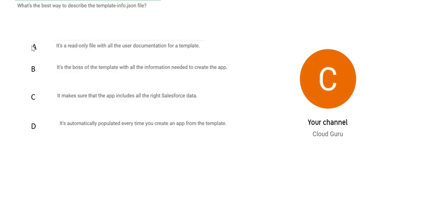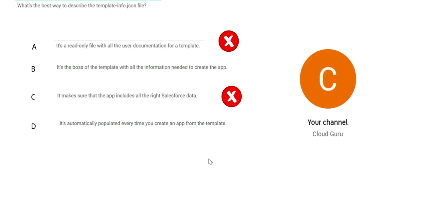What's the best way to describe the template info JSON file? With JSON, you should always remember that it is the boss of the template. There is no other logic to other stuff. For example, the first one says read-only file with user documentation. This doesn't save the user documentation for the template. It's actually the template, and it's the boss. It's a master copy. So A is wrong. C states that it makes sure that the app includes all the right Salesforce data. That is not truly correct, because what if we are basing the app on non-Salesforce data? It's not necessarily true. So C is wrong.